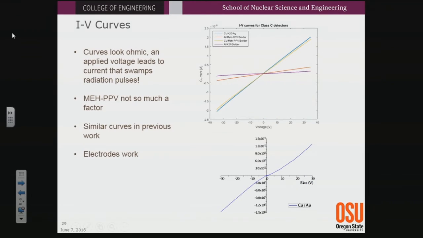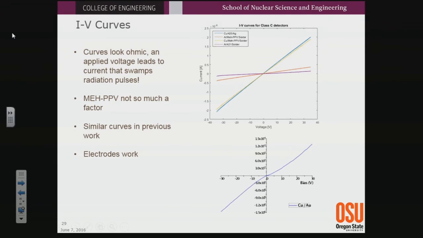And so here are some IV curves from these Class C detectors. And unfortunately, we had an ohmic. These are ohmic, so a linear relationship between the voltage and the current, and that actually swamped out radiation pulses. It's not the curves that we were hoping to expect, not semiconductor curves, which have very low current at low voltages. We had this ohmic-like plot. MEH-PPV was not so much a factor. The difference between these curves and these curves were actually just the metal on the bottom. So these are the copper, and these are the aluminum bottom contacts.